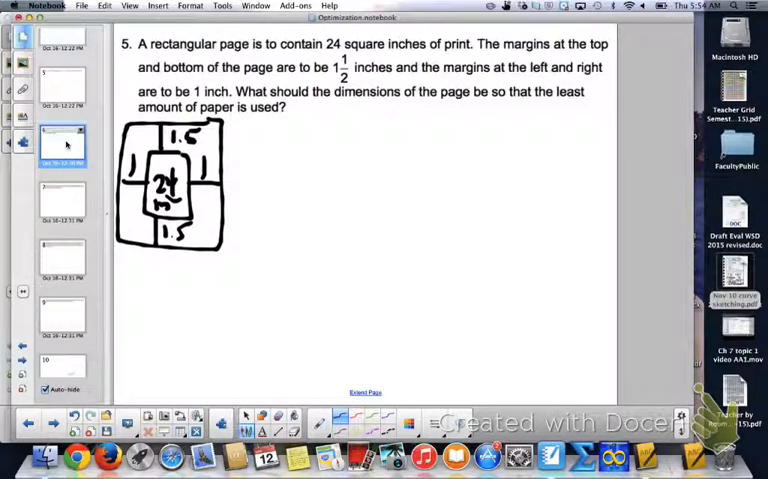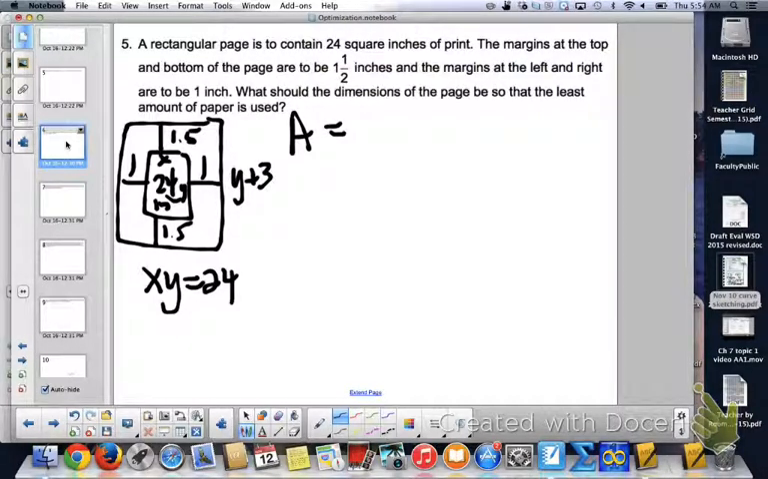Okay, so let's let in here be our x and our y. So we know that xy equals 24. And then the least amount of paper, that's the area of the paper. So let's find our area. Now, this is y plus 1.5 plus 1.5, which is y plus 3. So y plus 3.